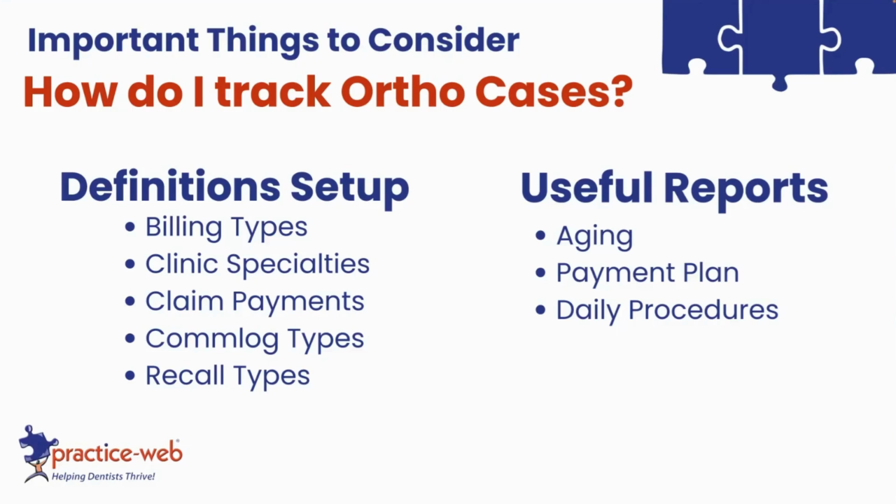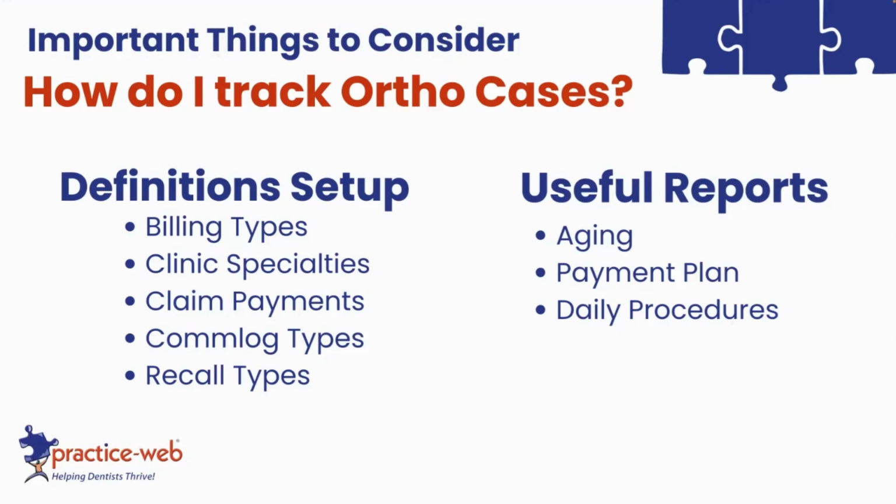And then lastly, on the left side is the recall type. So if you want to have a quick way to set up follow-up appointments, the monthly or bi-monthly appointments, you can create a recall type for ortho and set the frequency to, let's say, once a month or once every 2 months. And that'll just make it easier for your front office to schedule the next appointment during walkout.